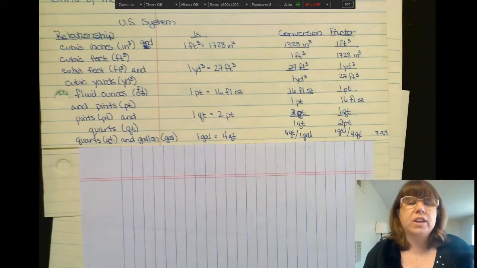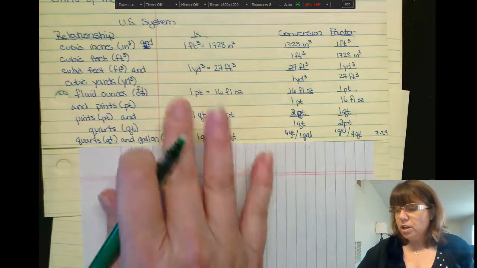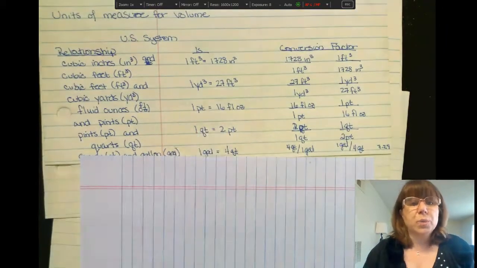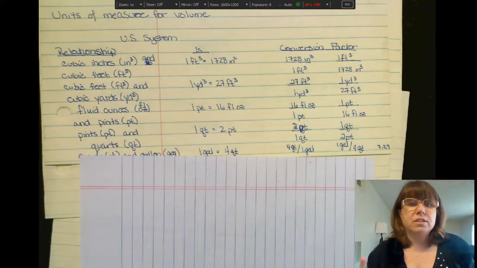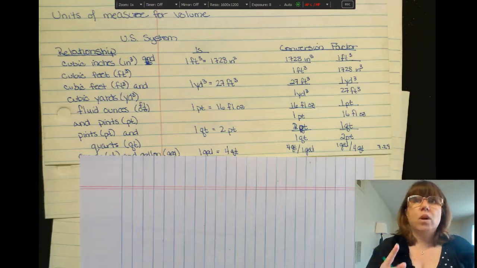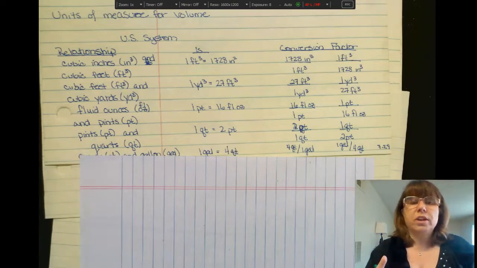Previously, we were talking about area, which is a two-dimensional concept. Now we're going to move to units of volume, which is a three-dimensional unit. So cubic inches, or inches cubed, and cubic feet. Well, 1 foot is 12 inches. But if I have 1 foot times 1 foot times 1 foot, that would be 12 inches times 12 inches times 12 inches, or 1728 inches cubed.